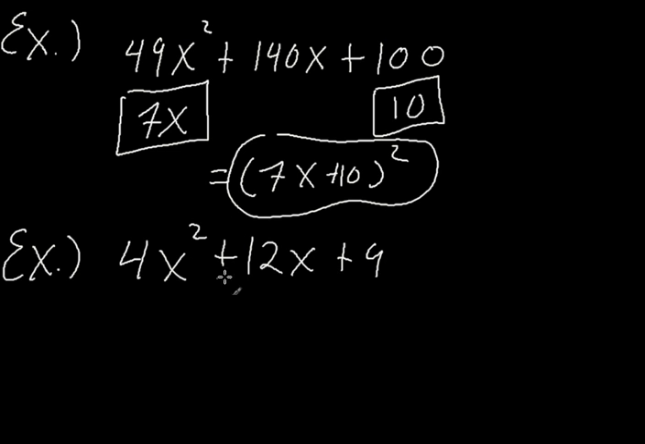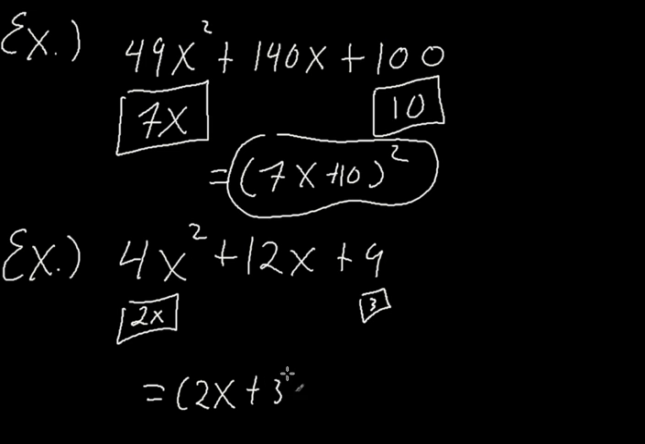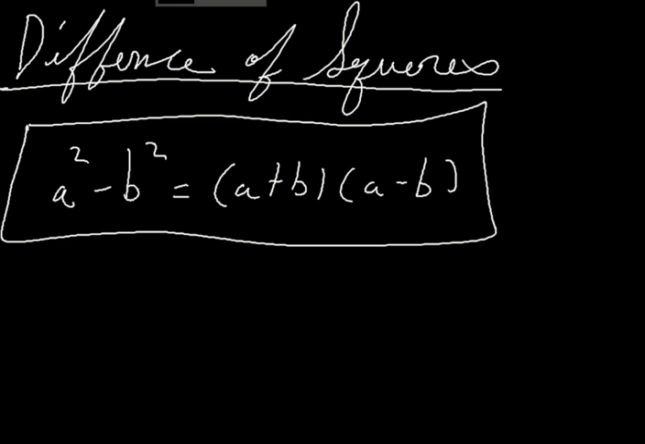Let's try this one. 4x squared plus 12x plus 9. Okay, well, 4x squared is (2x) quantity squared. And then we have 9. Well, that's 3 squared. So this is most likely (2x + 3) squared. All right, well, 2 times 2 is 4x, times 3 is 12x. So this works. This is the final answer. I didn't have to use the AC method for that one.